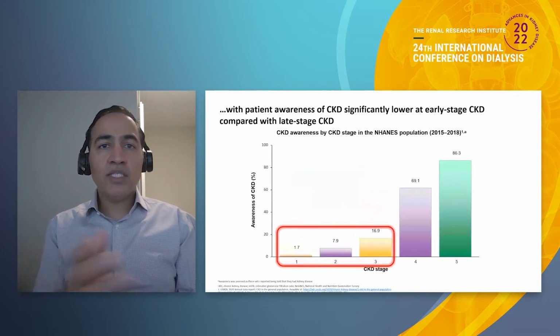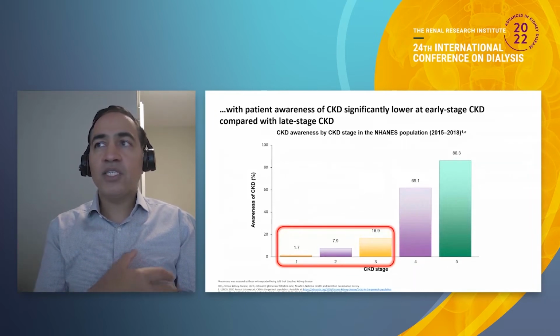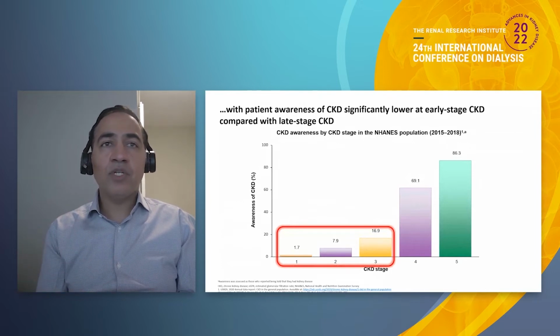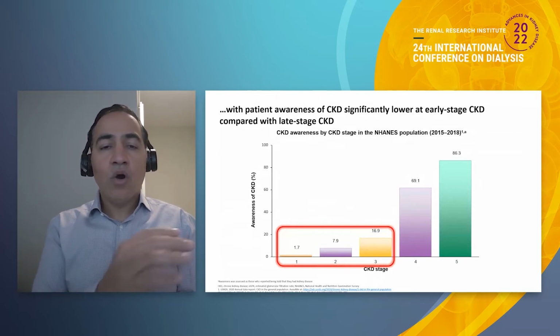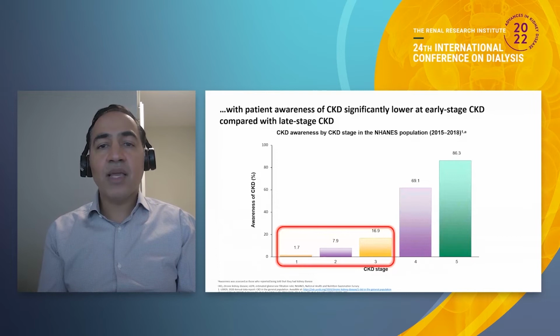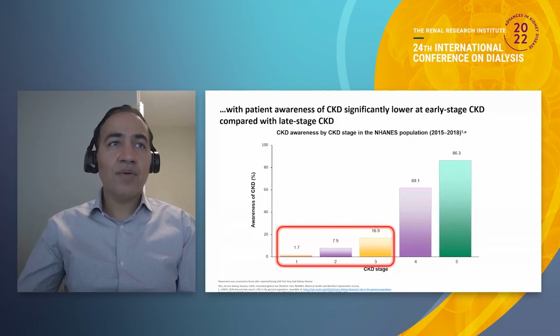When you look at awareness, it's completely the opposite issue. Awareness only starts at stage 4 to stage 5. At stage 1 to 3, awareness is like 10%. So we are not catching patients early on in their disease. We're catching them in nephrology practice, typically at a GFR between 30 to 40. All we're doing is playing the delay game. We're not preventing kidney failure.